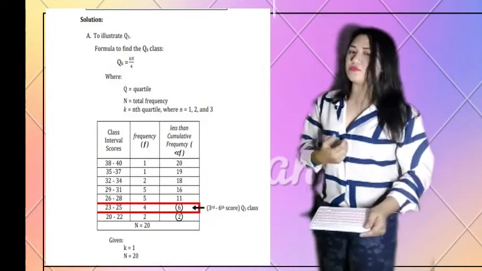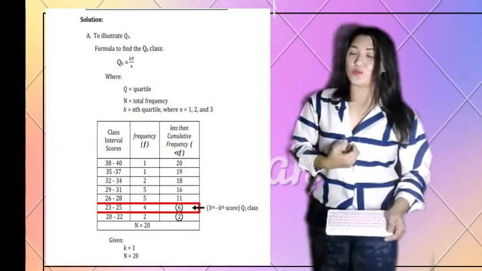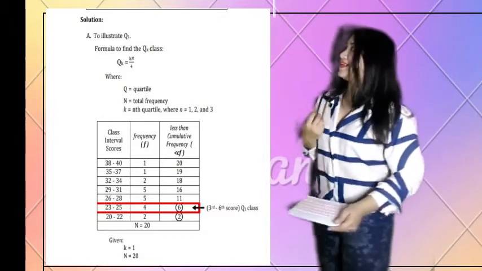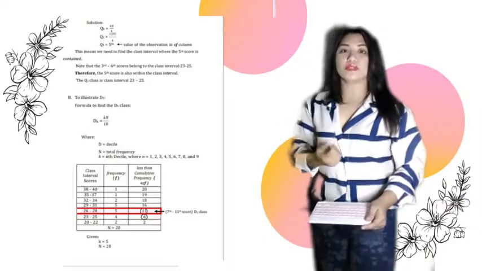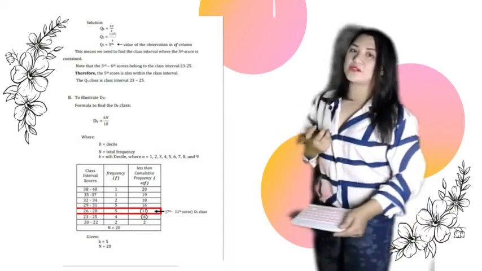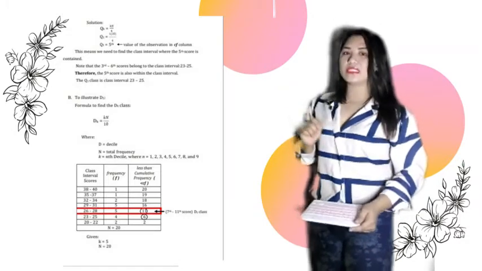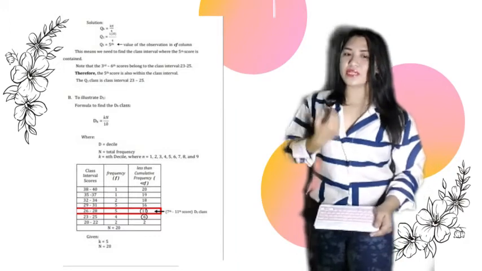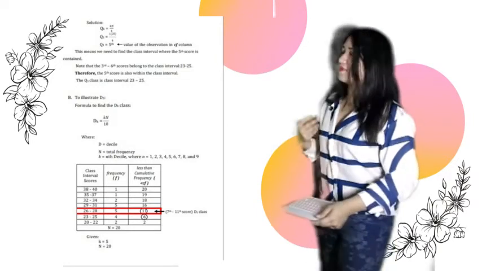For our given, our k is equal to 1. You have Q1, so our k is 1. Our big letter N, which is the total number of observations in a given set, is 20. Substituting those values in our formula, just refer to the slide, Qk is equal to kN over 4. If your k is 1 and your N is 20, all you have to do is substitute those figures into the formula.